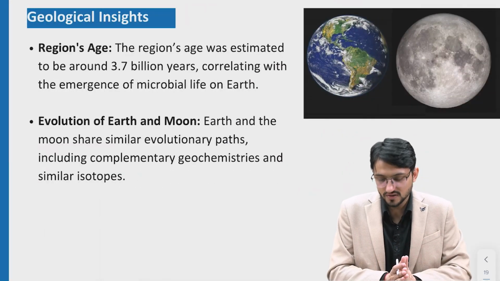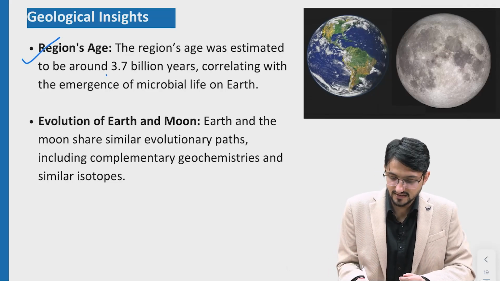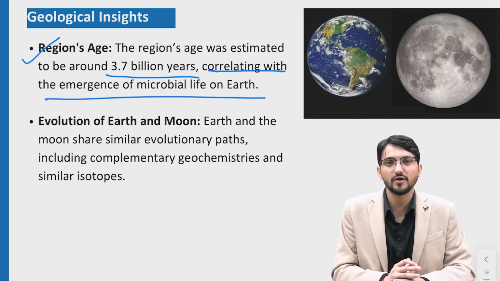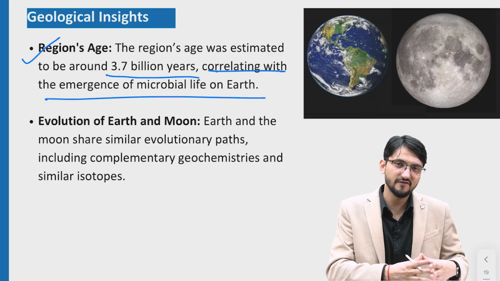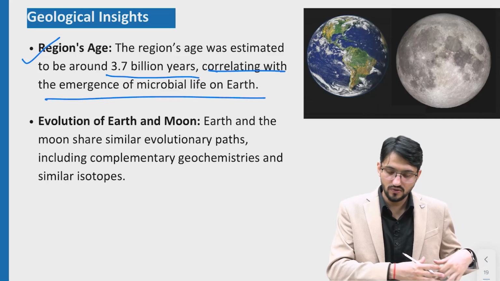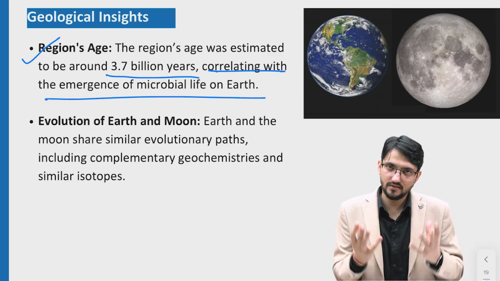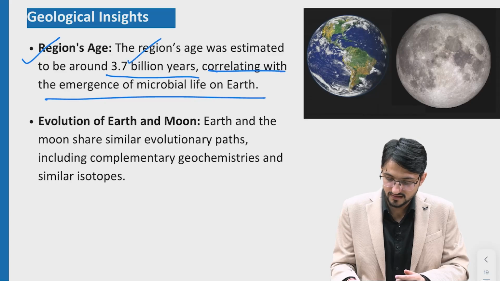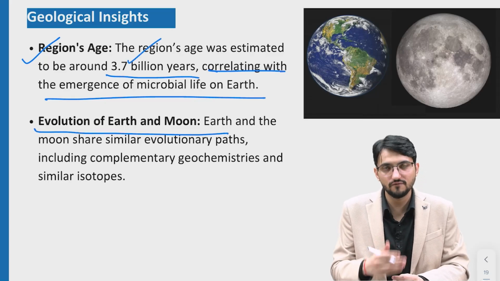We have also got some geological insights, that is the region's age. The region's age is around 3.7 billion years. That correlates with the emergence of microbial life on Earth. So we get the evidence of microbial life around 3.7 billion years ago, and also we find the region on the Moon's pole to be of a similar age. Then we have something found on the evolution of the Earth.